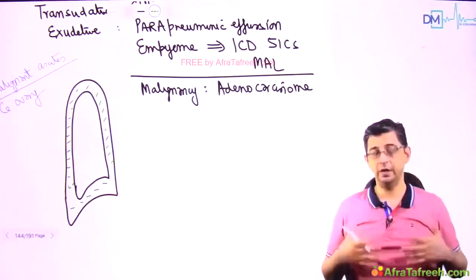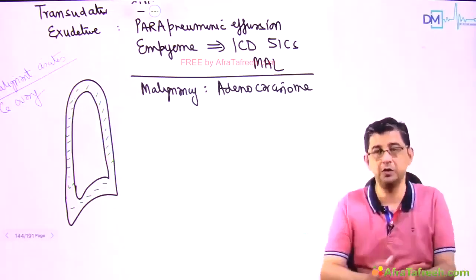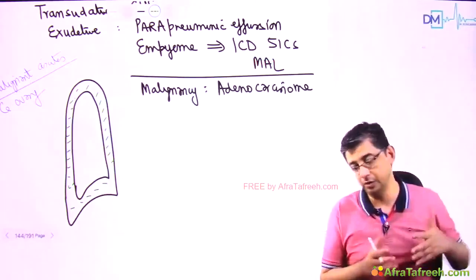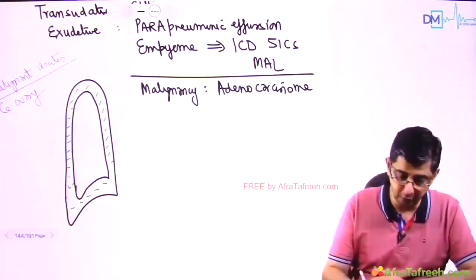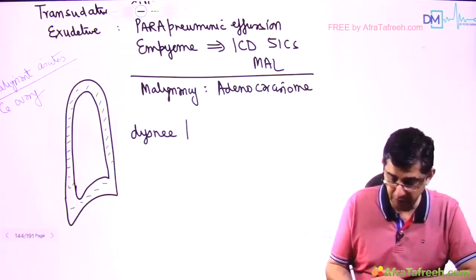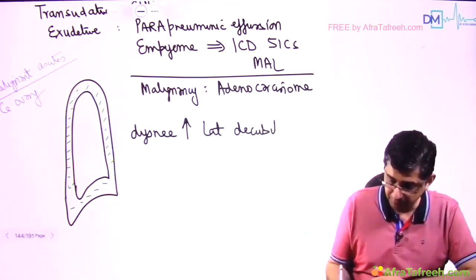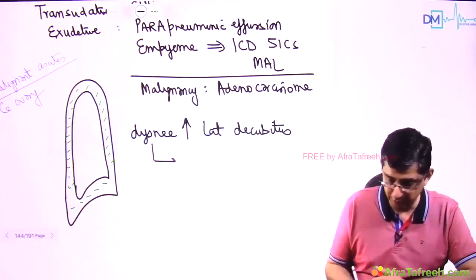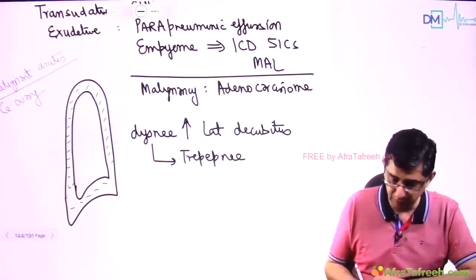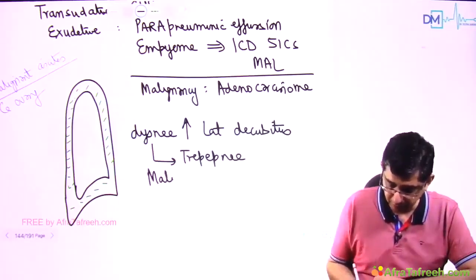See, if he's upright, the pressure is equally distributed across the lung field, but if it's a substantial amount of fluid, you turn to one side, the fluid will gravitate to one side and the breathlessness will worsen. So dyspnea increasing on lateral decubitus position. Dyspnea worsening on lateral decubitus position is what is technically called trepopnea. This is a feature of a malignant pleural effusion.